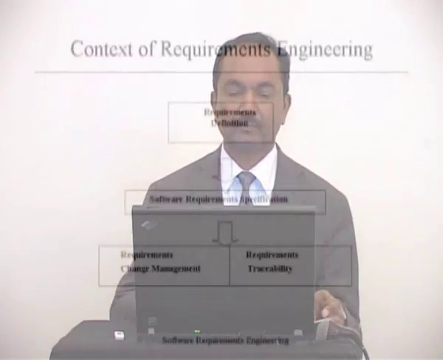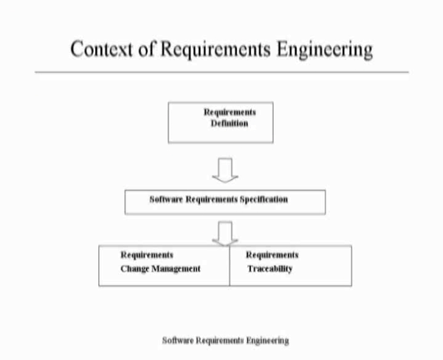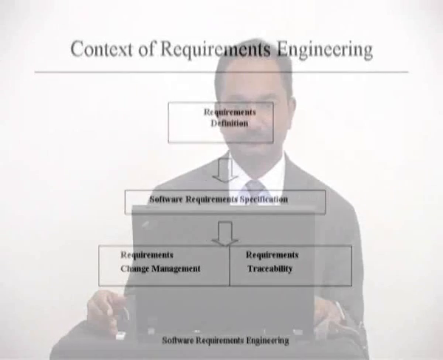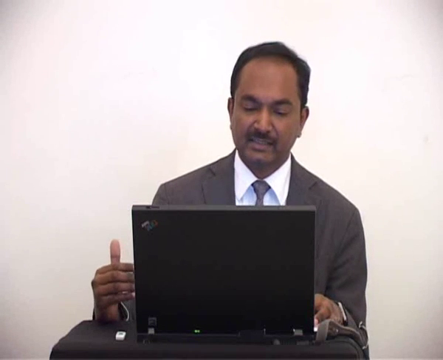So first of all, let us understand the context of requirements engineering. Requirements engineering is broadly divided into requirements definition, software requirements specification, requirements change management, and requirements traceability. So first, in the first phase, we define the requirements, then we specify the requirements in the form of a document which has to be approved by the customer.